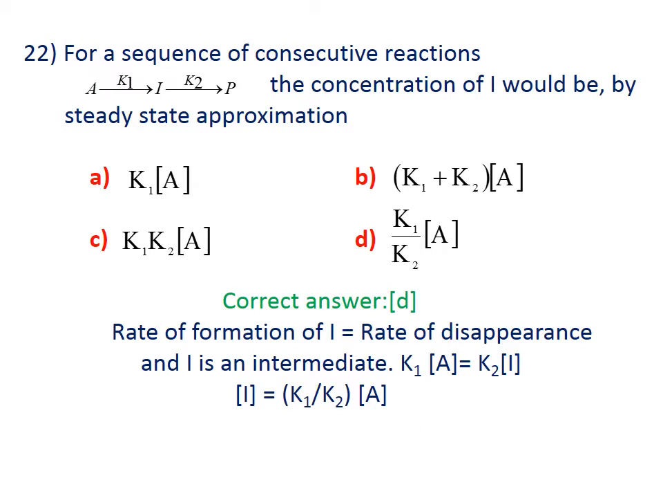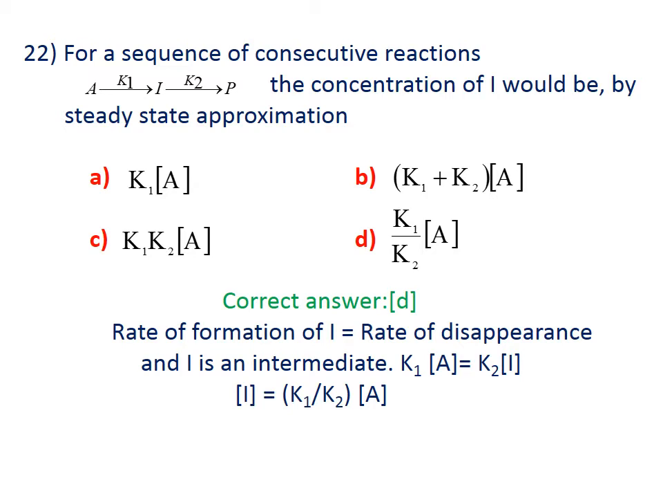For a sequence of consecutive reactions, A gives I gives B. K1 is the rate constant for the first reaction and K2 is the rate constant for the second reaction. The concentration of I would be given by the steady state approximation. Here you have to consider that I is an intermediate. For this intermediate, you have to apply the steady state approximation.